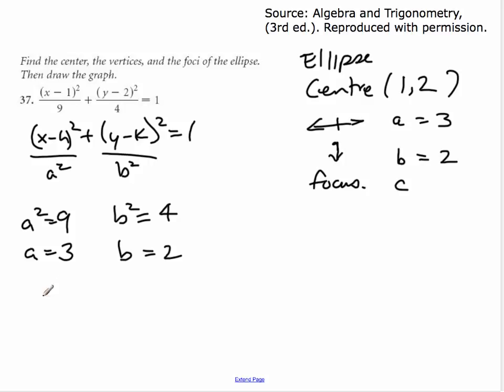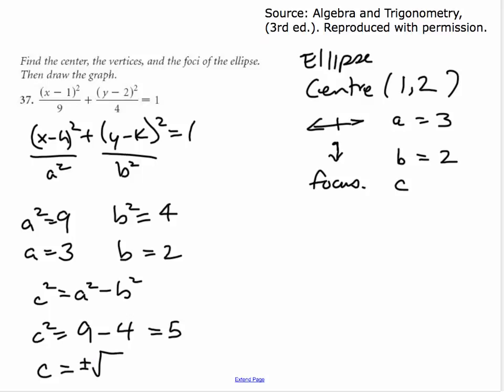And then to find c, I have a relationship that sort of looks like Pythagoras, but it's a minus there instead of a plus. So c squared equals a squared, which is 9, minus b squared, which is 4. So c squared is equal to 5, or c is equal to positive or negative square root of 5. Typically we look at just the positive number because it's a distance, really not a direction.